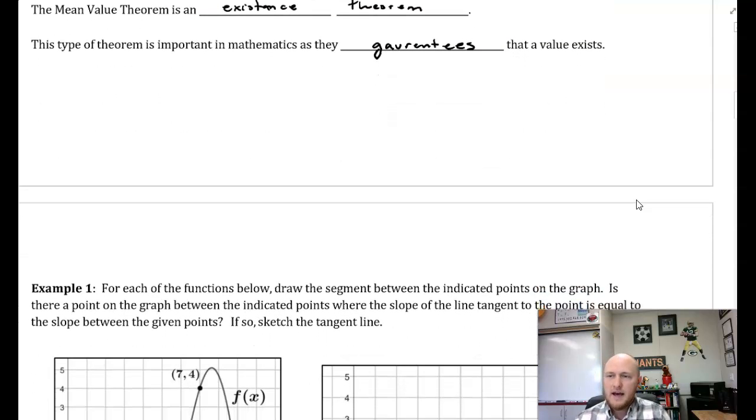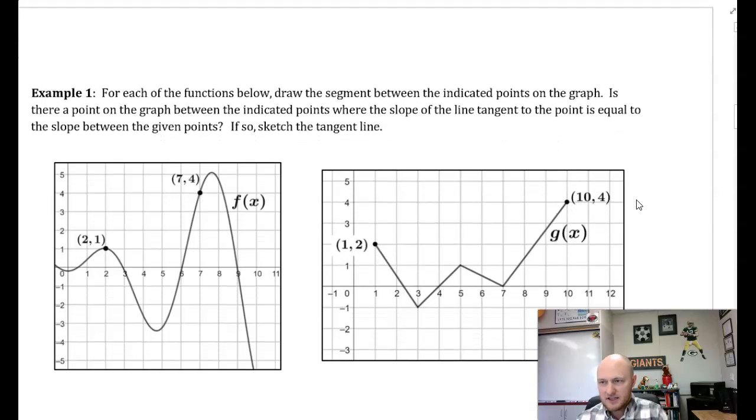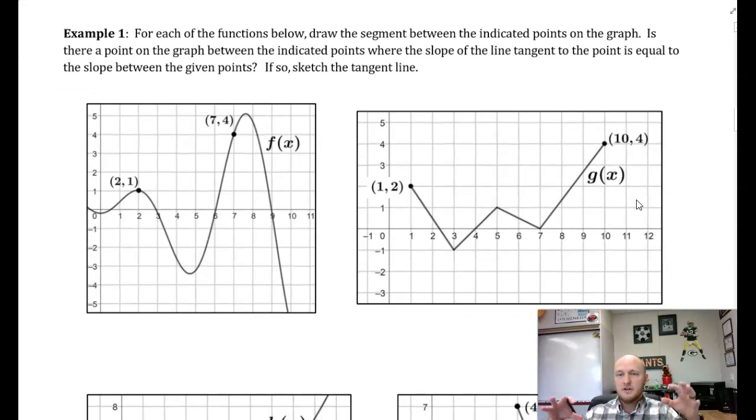All right, so let's go ahead and look at this idea and see if we can start to generate the MVT. What is the MVT? So they say here for example number 1, for each of the functions below, draw the segment between the indicated points on the graph. Is there a point on the graph between the indicated points where the slope of the line tangent to the point is equal to the slope between the two given points? If so, sketch the tangent line.